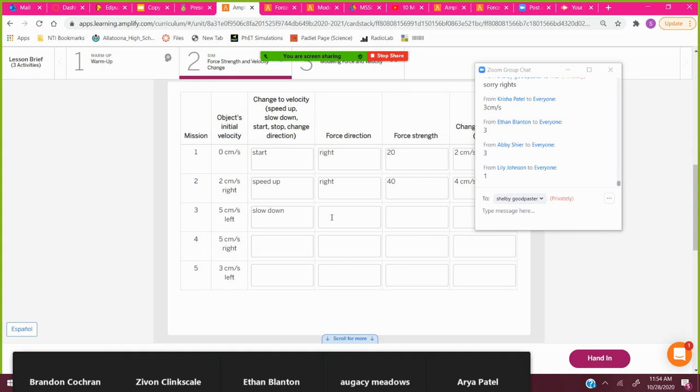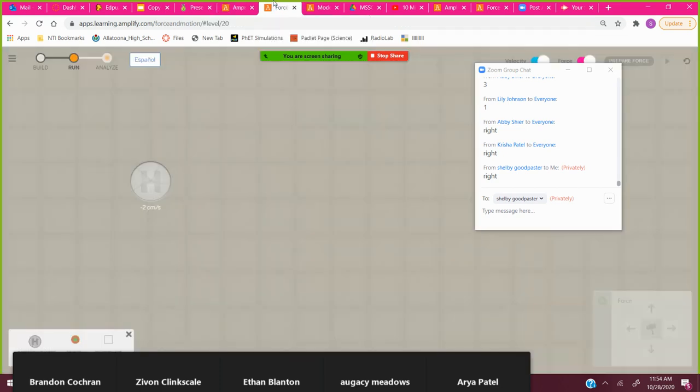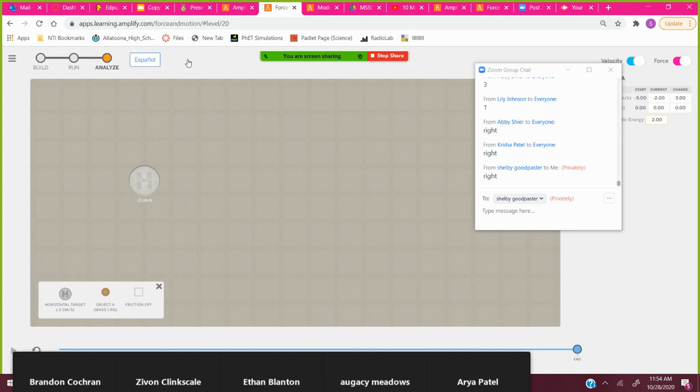Now, which way was the force? Sorry, different question. In what direction was the force? So which button did we press? All right, we pressed the right button. Okay, now let's go back and we're going to analyze this. I know I'm kind of going back and forth a lot, but this is what you would have had to do if you were doing it on your own.